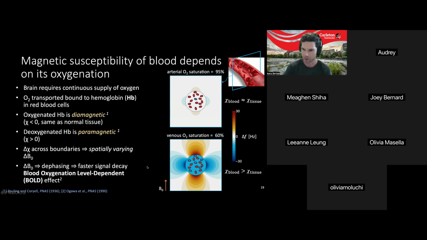And we know from the previous slide that when we have inhomogeneities in our magnetic field, this results in dephasing of our magnetization more rapidly. Because this is directly related to the oxygenation of the blood, we call this the blood oxygenation level dependent effect, or BOLD effect. This was discovered around 1990.